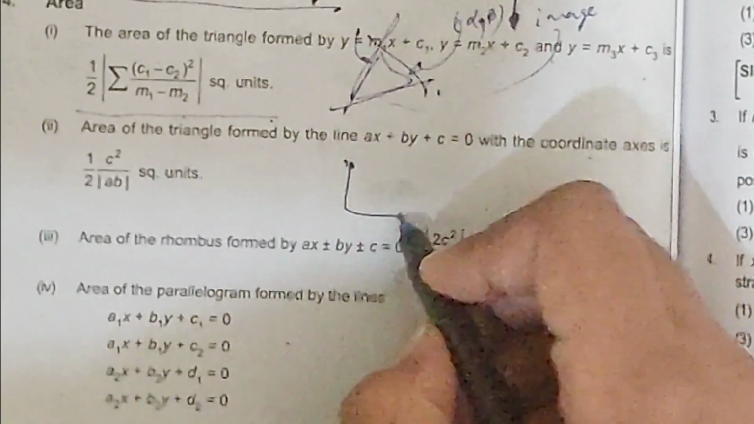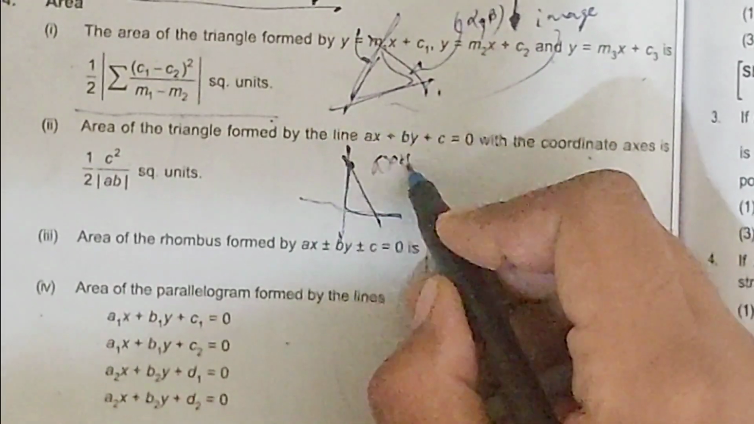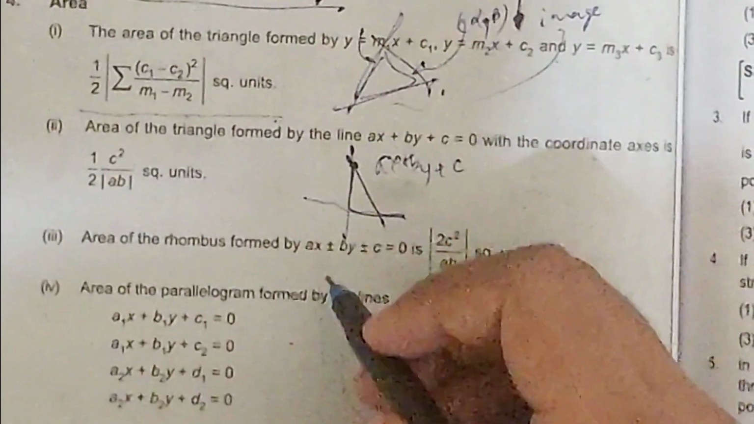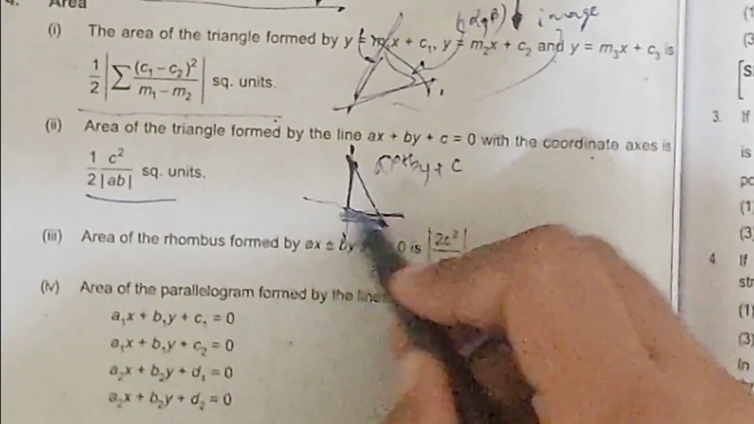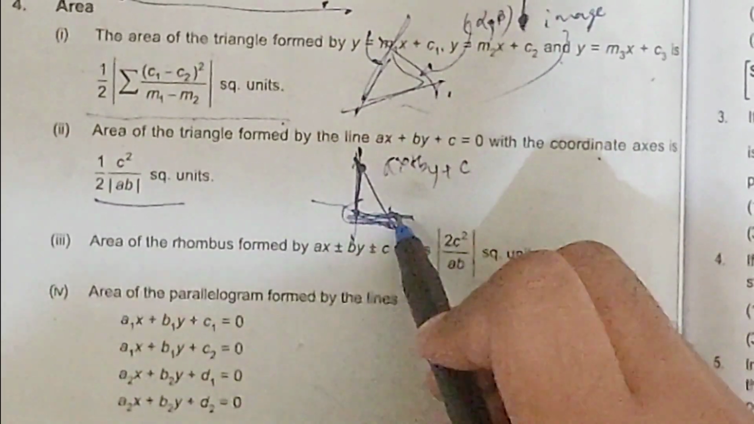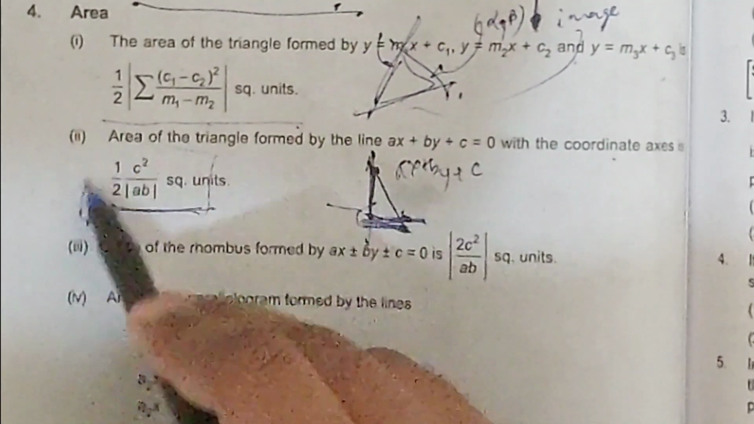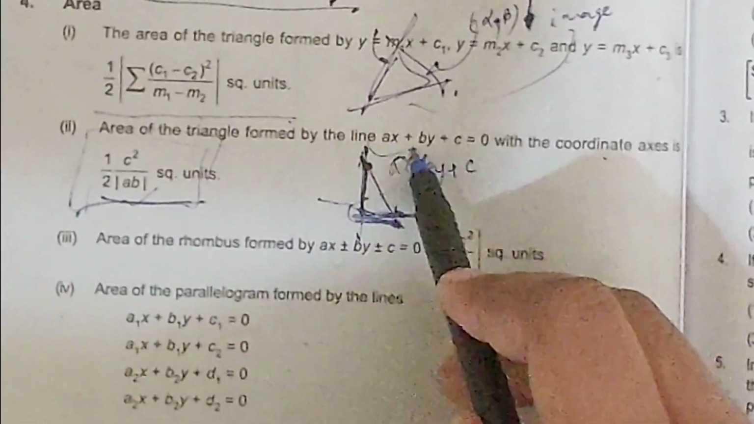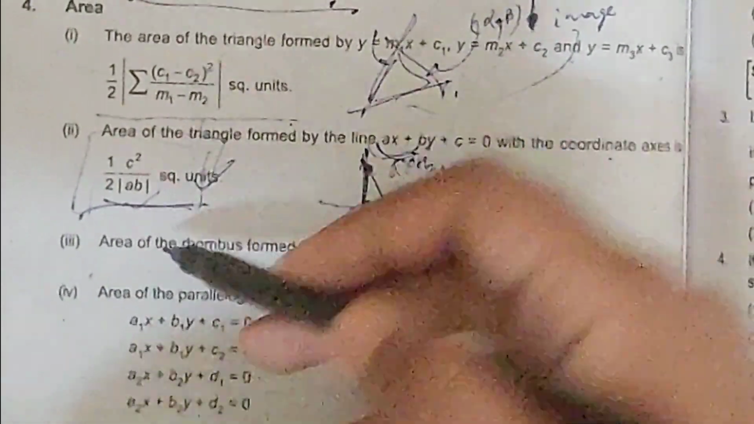But if you have the coordinate axes, that is the x-axis and y-axis, and you have a line ax plus by plus c, and you have to find the area, then it's very simple, because it's coordinate only. You don't have any other two lines, the coordinate axes are the lines of the triangle. So you'll have this formula. It's very simple. A and B are nothing but the coefficient of x and the coefficient of y. Remember, this formula is very great.